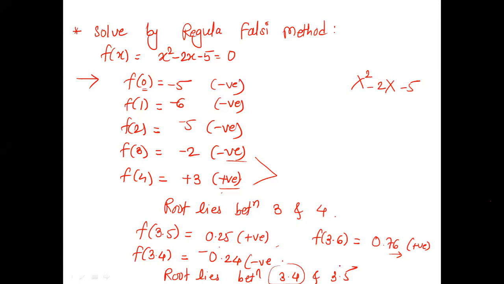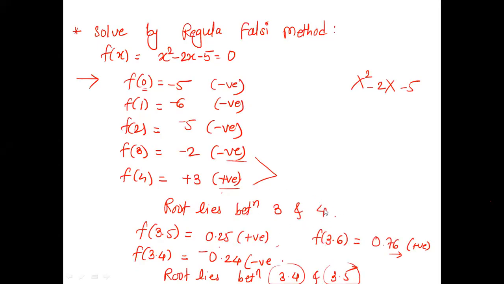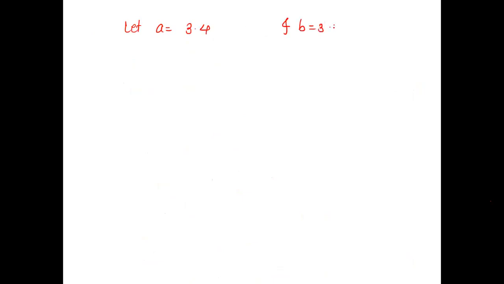So I call this A and this B. Let A be 3.4. You can also call the earlier values A and B, but iterations will need to be more. That's why we do more detailing, that it lies between 3.4 and 3.5. So we call one as A, the other as B. Let A be 3.4 and B be 3.5. Now we can find f of A and f of B. So f of 3.4 is minus 0.24, and f of B is 0.25.